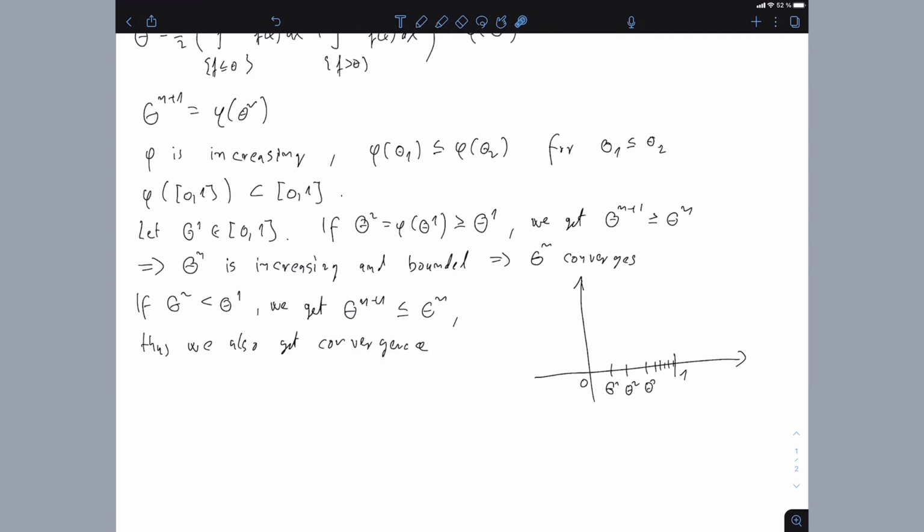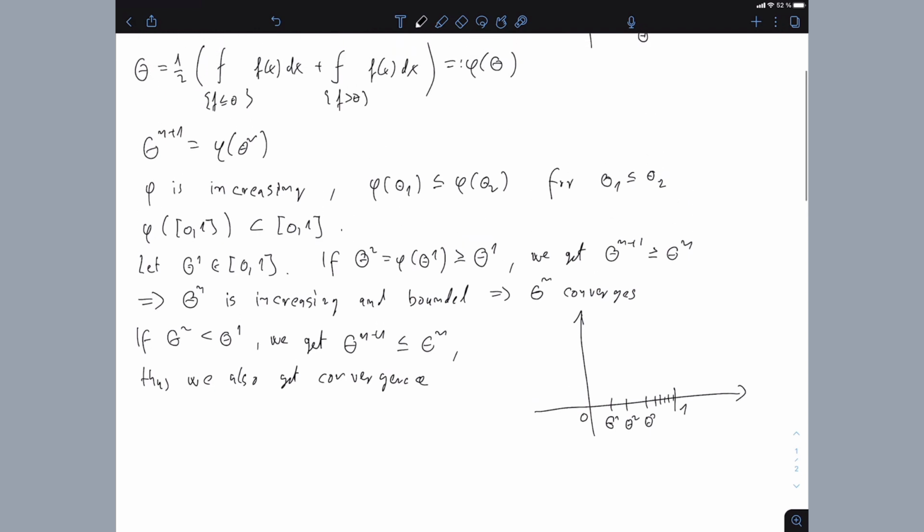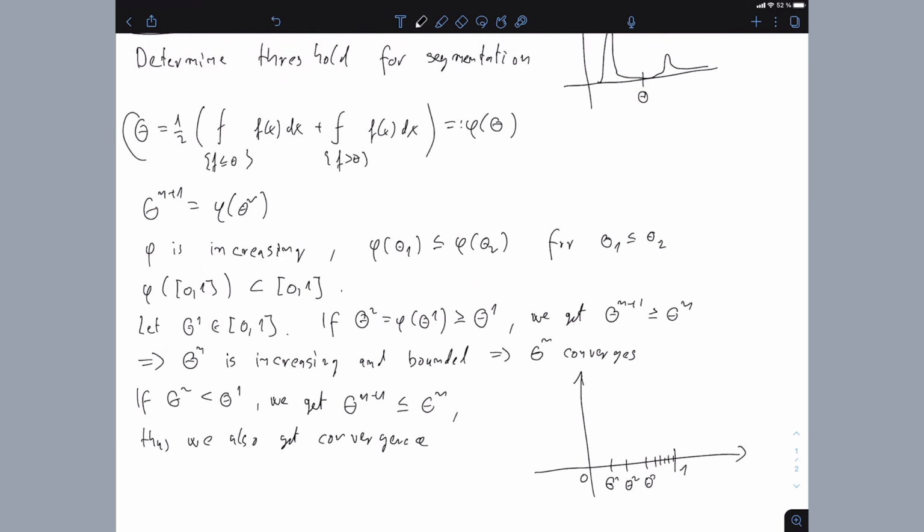Yeah, it's just the picture is this way that we are going in that direction and somewhere stop above 0, but the argument is exactly the same. So that means our isodata algorithm will converge to some threshold that we can use. Of course, you can ask for a little more because our original goal was to have a fixed point, so that theta equals phi of theta.